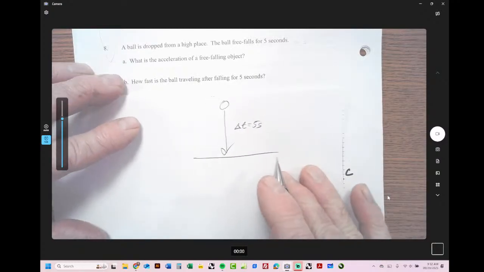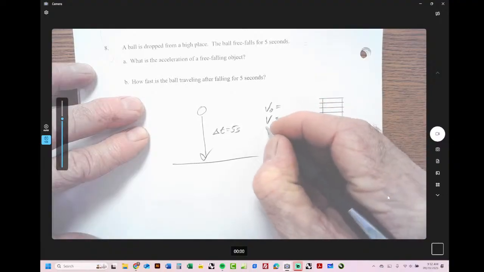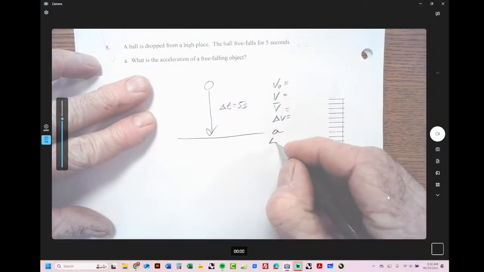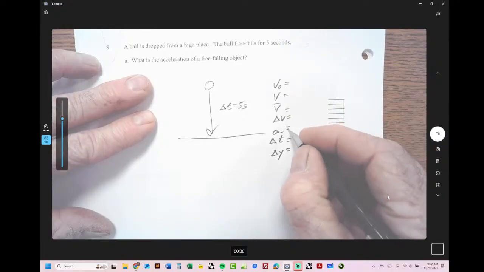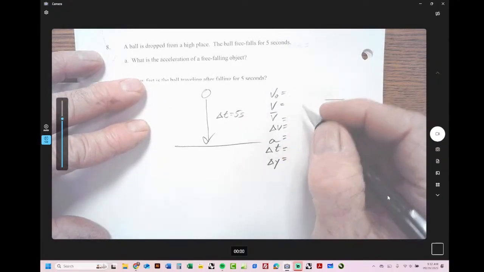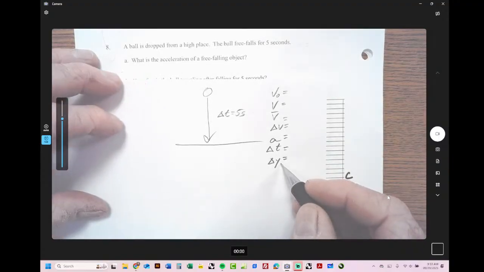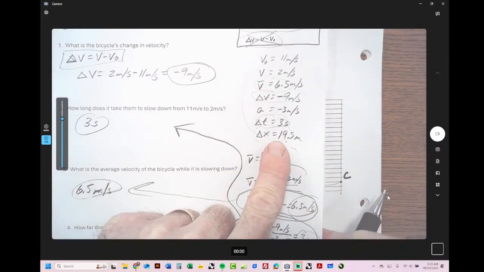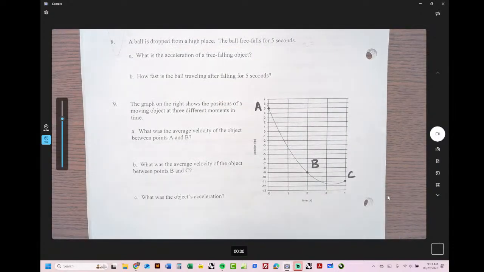I'm going to write all the things over here. V0, V, average velocity, change in velocity, acceleration, time, and delta y. Why am I writing delta y now instead of delta x? Anybody? But why am I using y instead of x? I used x on the quiz. Does anybody know?